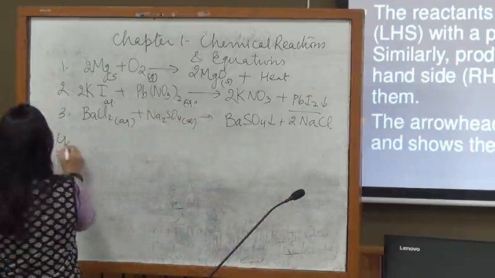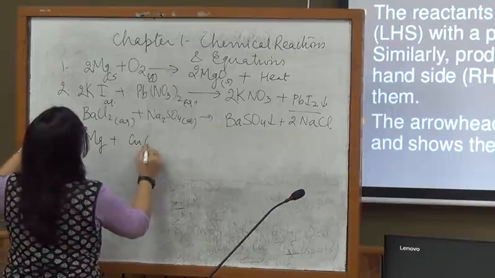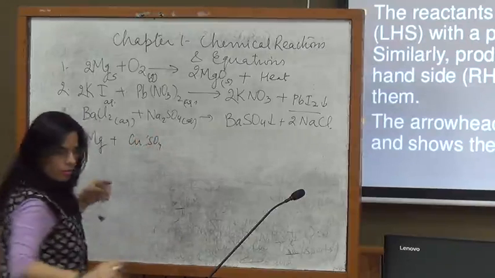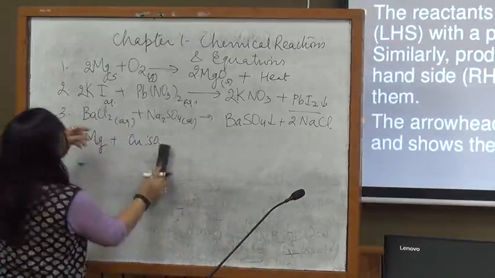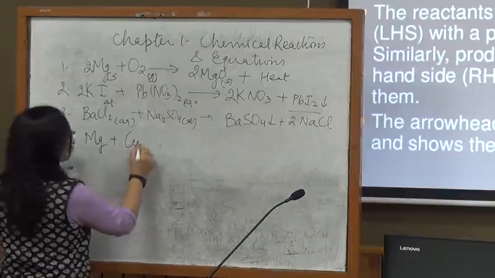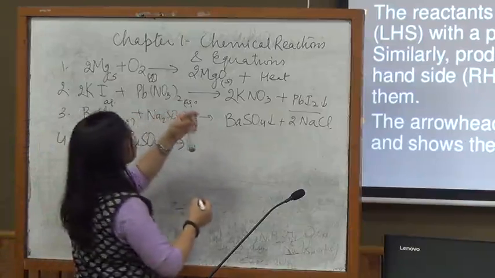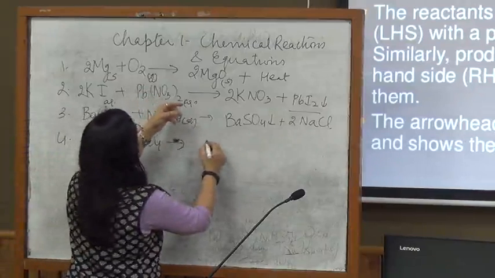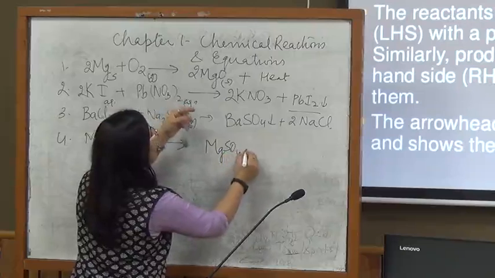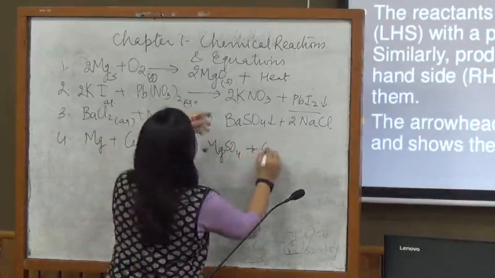Magnesium being a reactive metal, though I am treating it with copper sulfate, it's supposed to give a reaction. So there are two reactions happening here. One is that magnesium sulfate is formed and copper metal is displaced.